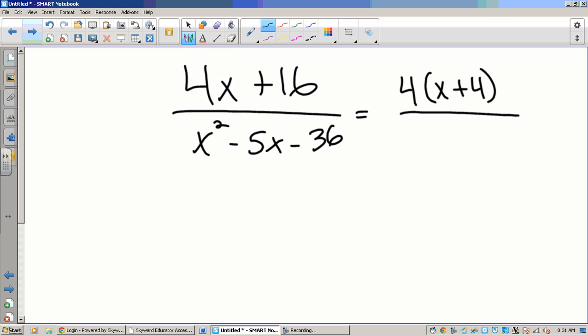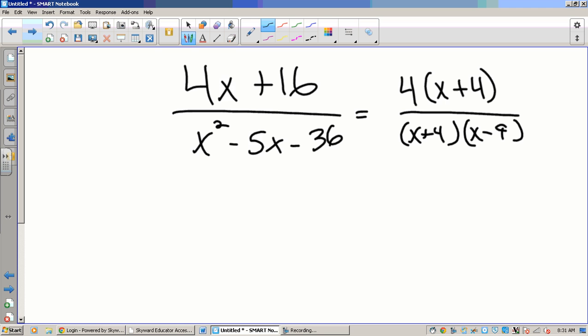Sam? See what multiplies to negative 36 and adds to negative 5. Good. Do you know what that is? 4 and negative 9. 4 and negative 9.